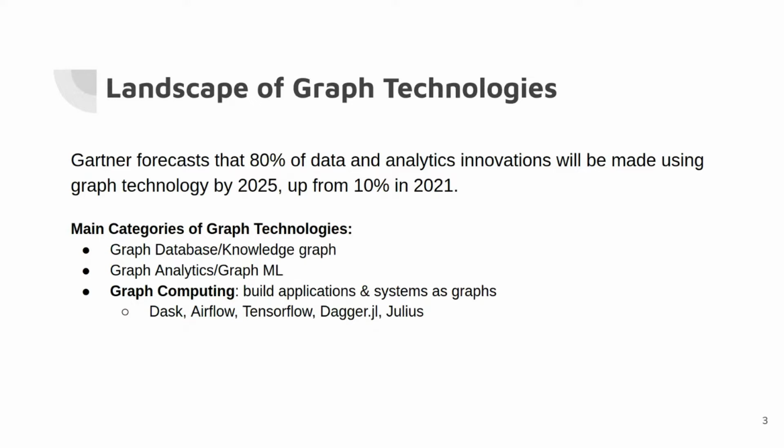Today's workshop is about graph computing, which is about how to build systems and applications as graphs. The platforms in this space include Dask, Airflow, PyTorch, TensorFlow, Dagger.jl, and of course Julius. These software provide ways to build complicated systems and applications as a graph. The first question you may ask is, why do we want to do that? Why do we want to build a system as a graph?